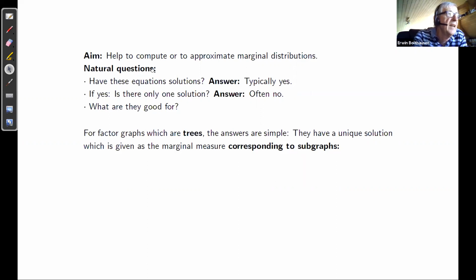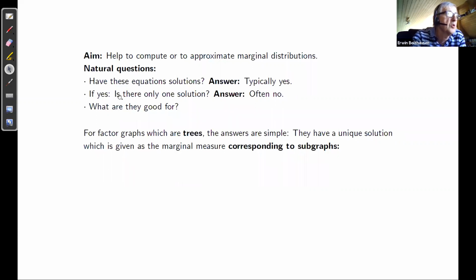But of course, there are natural questions. So for instance, have these equations solutions? If you have a finite factor graph, the answer is typically yes. So they have typical solutions, and you can actually prove it. Okay, maybe I don't go into that. So how to prove that?